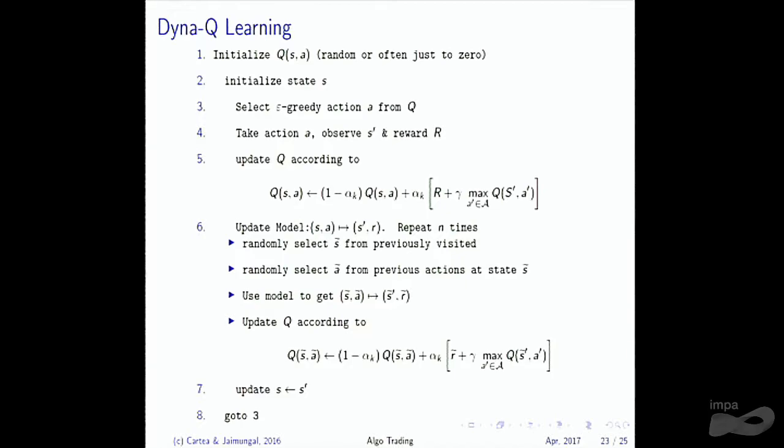Yep. What is the criteria to update this n times? Oh, how do you choose n?